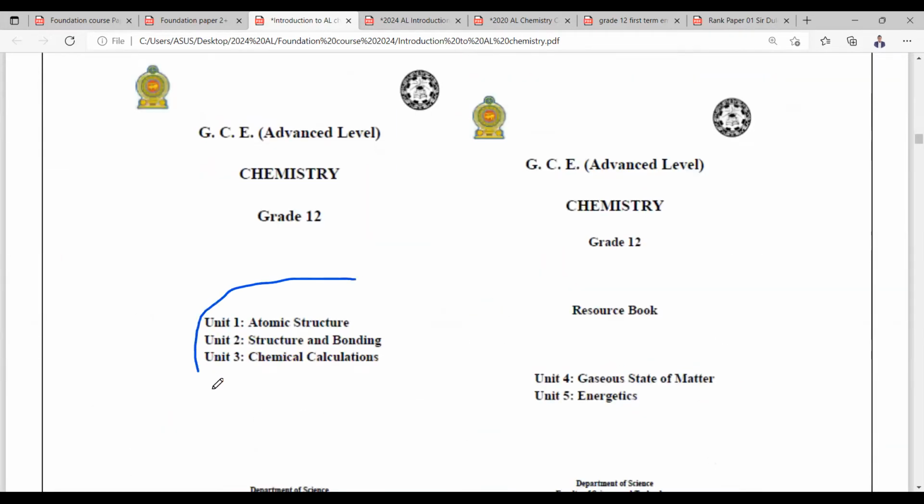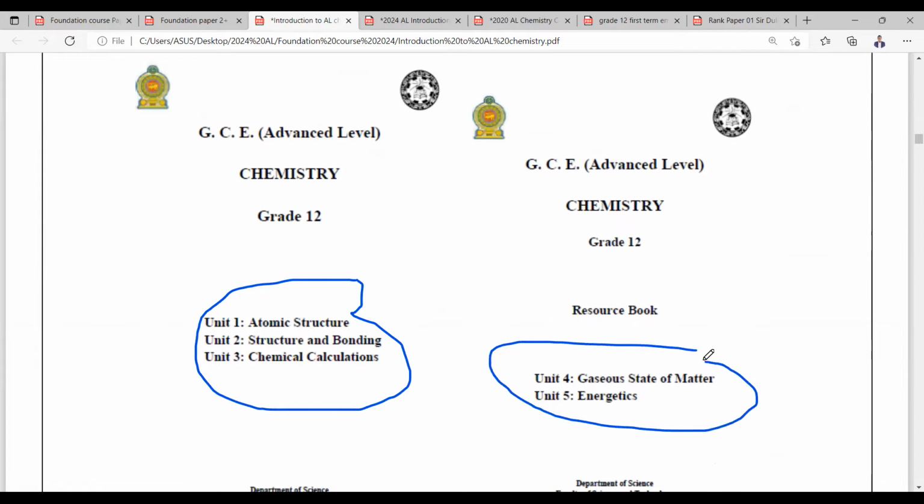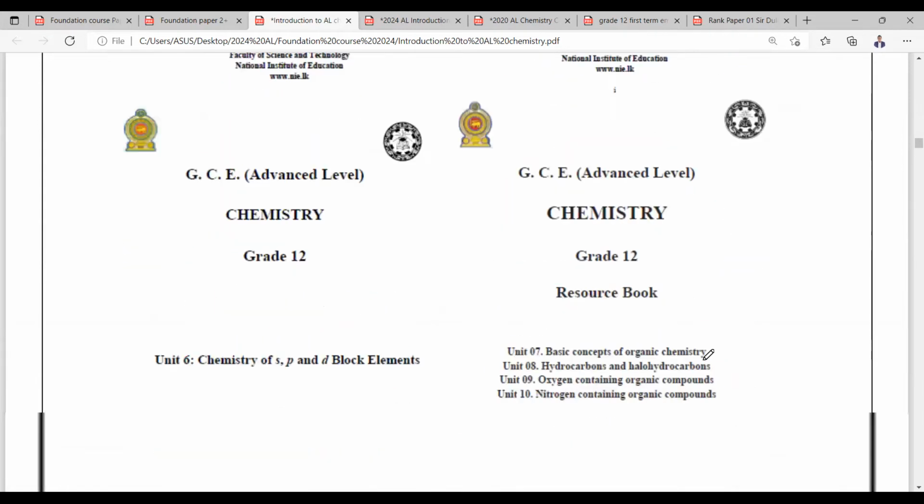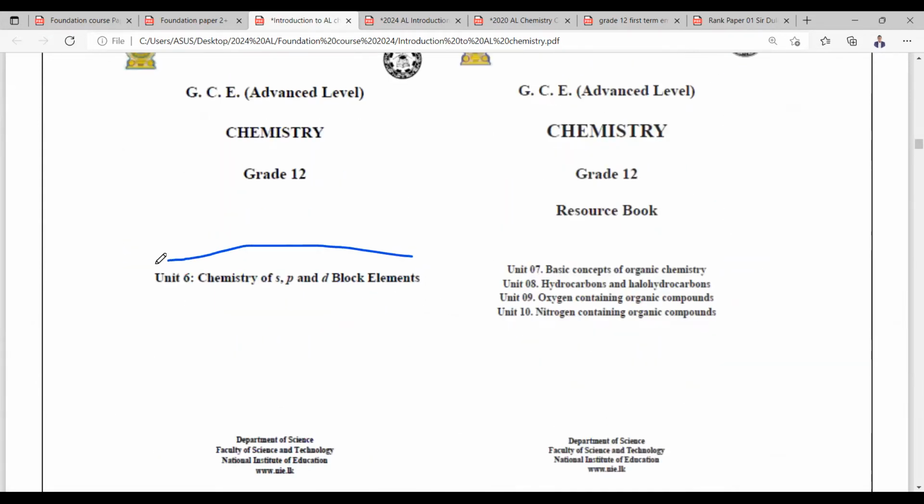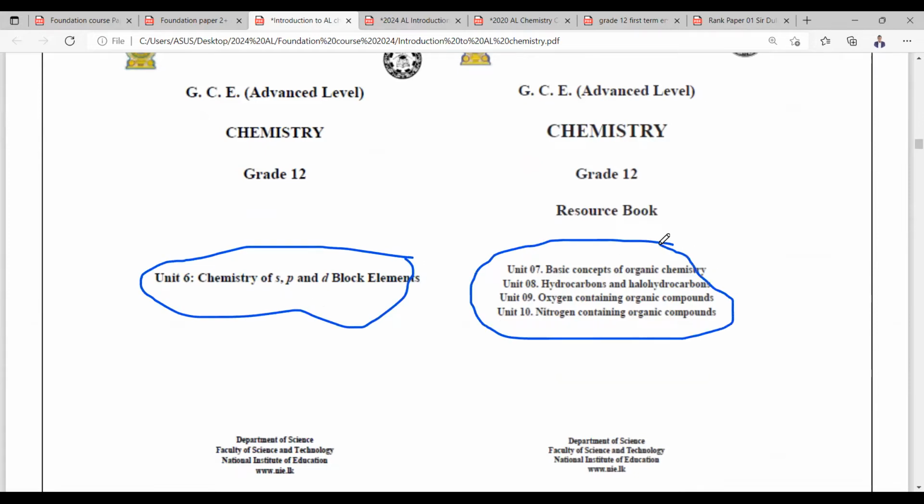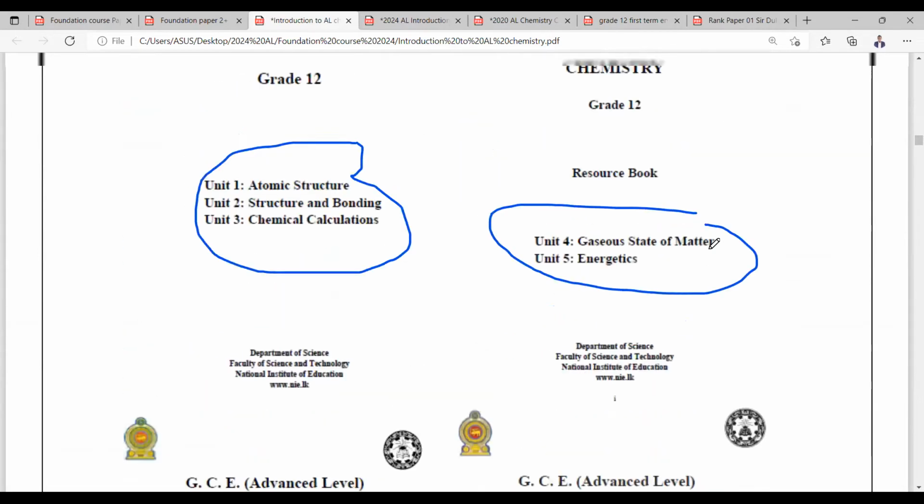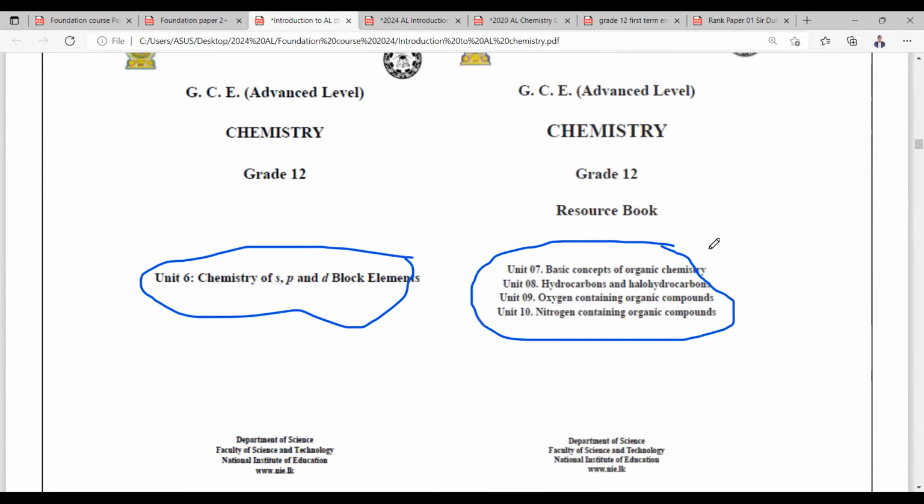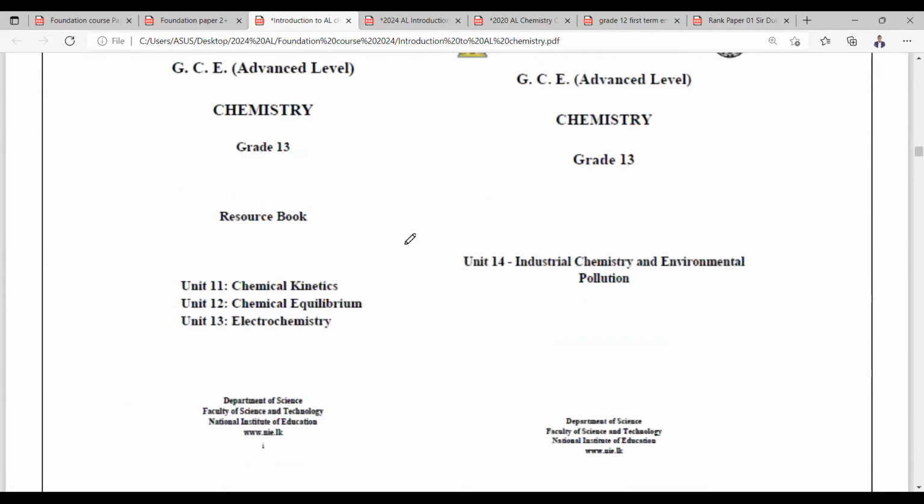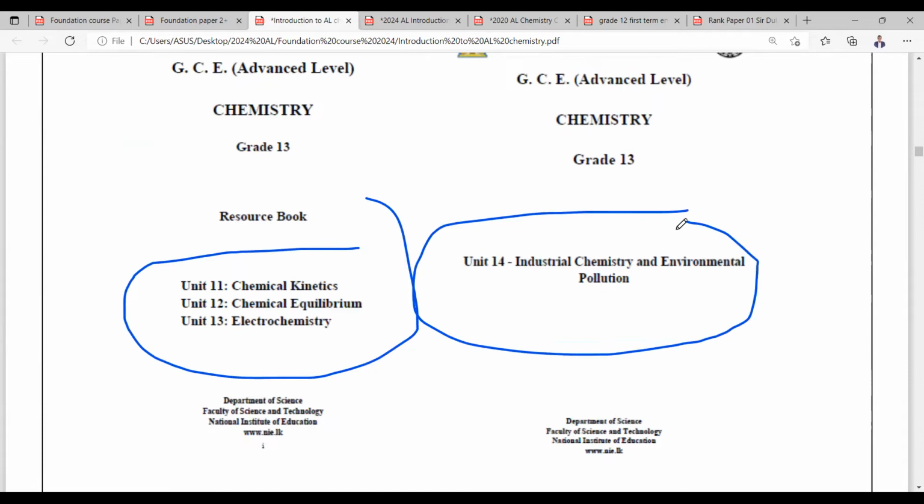This is the first resource book. It contains the first 3 units: atomic structure, structure and bonding, and chemical calculations. This is the second resource book, unit 4 and unit 5. And then here, chemistry of s, p, d block elements, unit 6, and then organic chemistry. That's a separate resource book for entire organic chemistry. So how many resource books are available? 6 resource books. Here 2, and here also we have 2 books. So we have 6 resource books available in your advanced level chemistry session, apart from the practical guide.